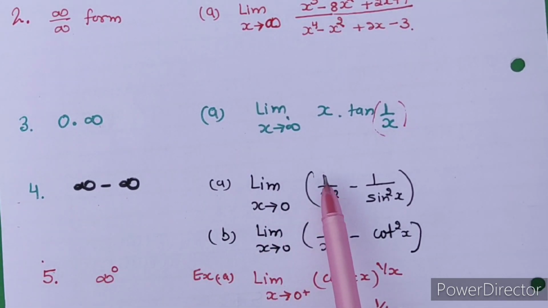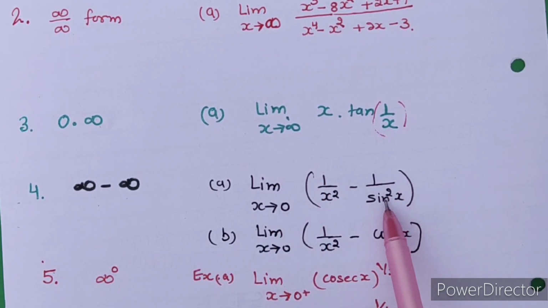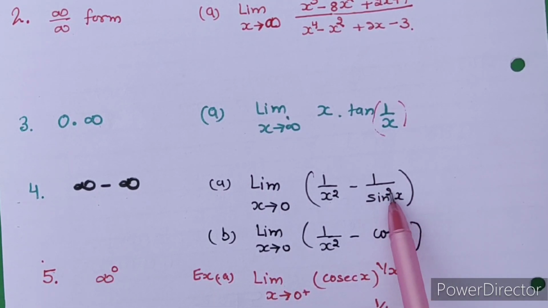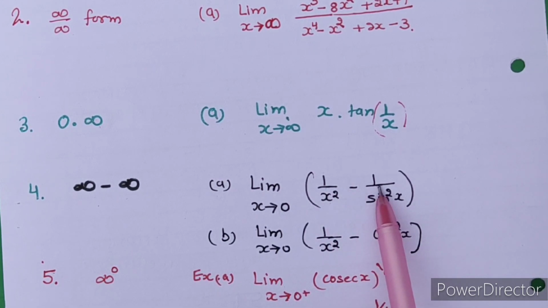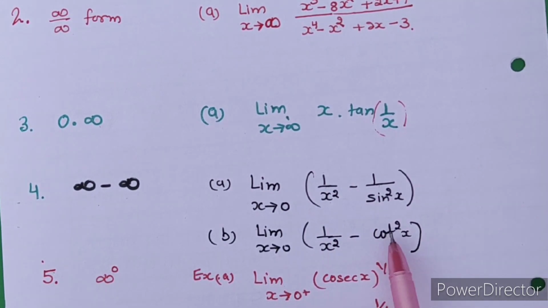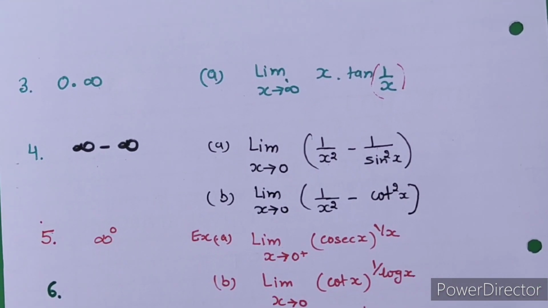The example for this one is 1 by x square. When you put x is equal to 0, 1 by 0 is infinity, and 1 by sine of 0 square, so 1 by this again 0, 1 by 0 is infinity. So this is infinity minus infinity form, and this is your second example of infinity minus infinity form.